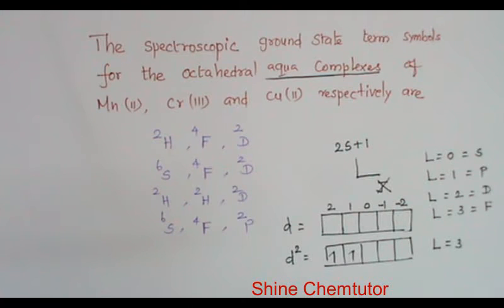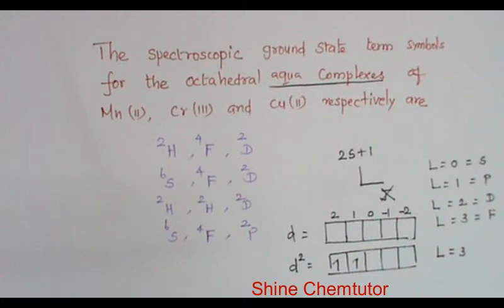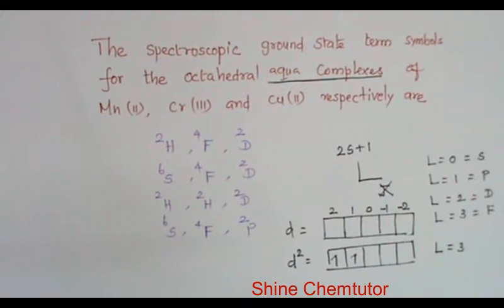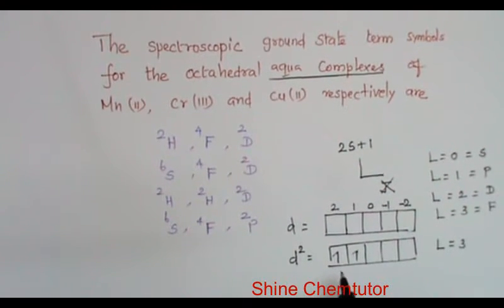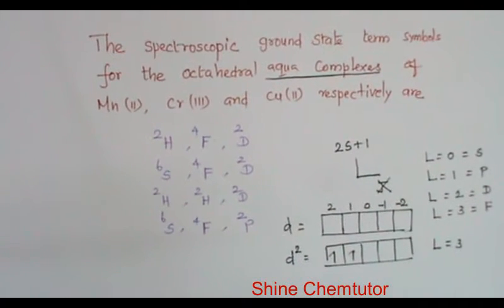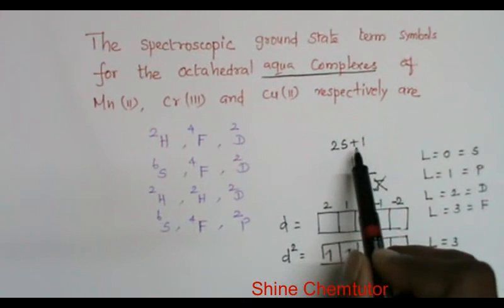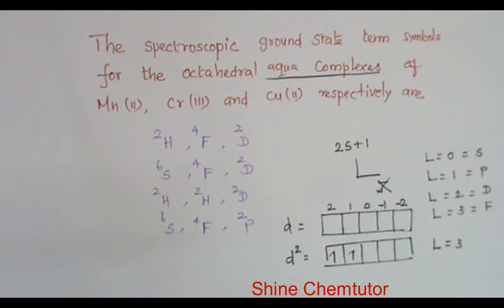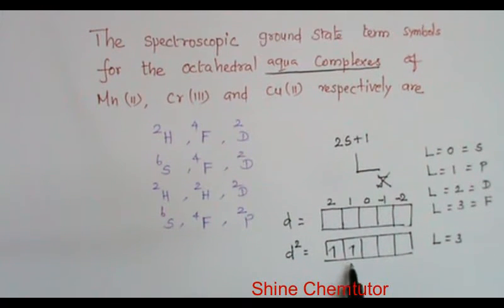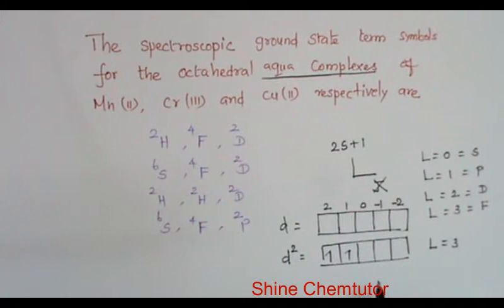What about spin multiplicity? Spin multiplicity is given by this formula 2S plus 1. S is the sum of spin. In this case, there are 2 electrons. The spin of one electron is +1/2, another electron it is +1/2. So if I add that, it will be 1. So it will be 2 times 1 plus 1, which is 3. Simply you can remember how many unpaired electrons are there, that much plus 1. For example, here I have 2 unpaired electrons plus 1, so that will be 3.